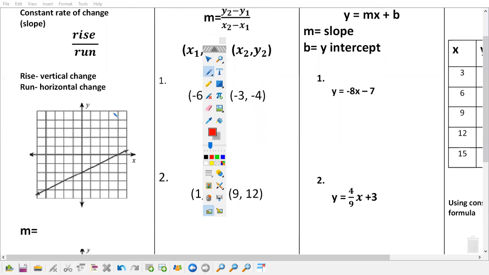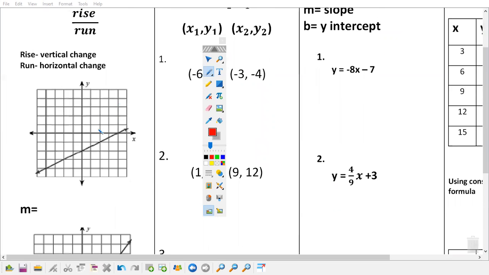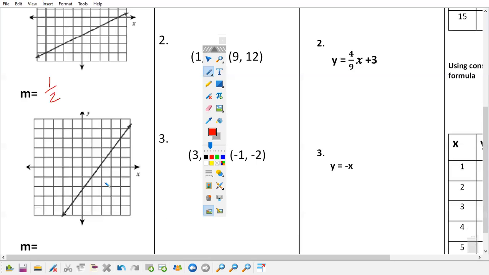So if we look right here, we have another line, and quickly looking at this line, at this point, could we just count out in our heads and figure it out and be good with it? So really quick as a class, what is the slope here? What is it? 1/2. 1/2. Good job. Okay. Looking at this one.